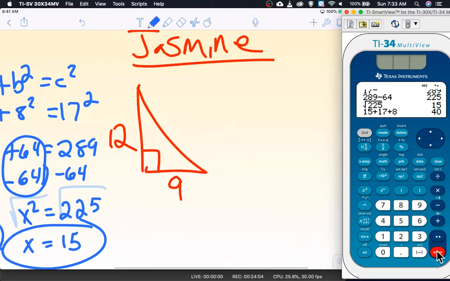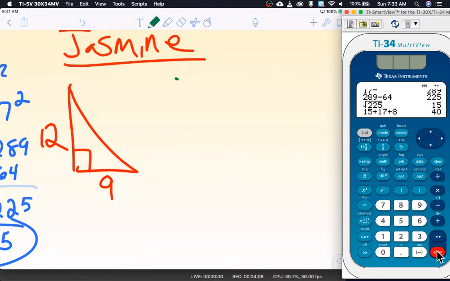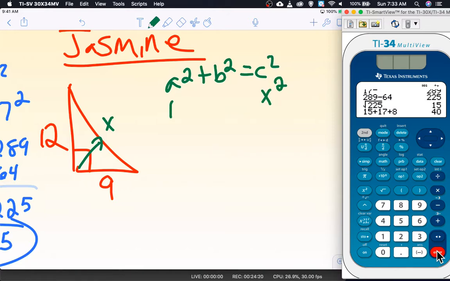Okay, let's check out Jasmine. A squared plus b squared equals c squared. Plugging in my longest side for the hypotenuse, that's just going to be my x. The other sides go in for a and b interchangeably. 81 plus 144 equals x squared.